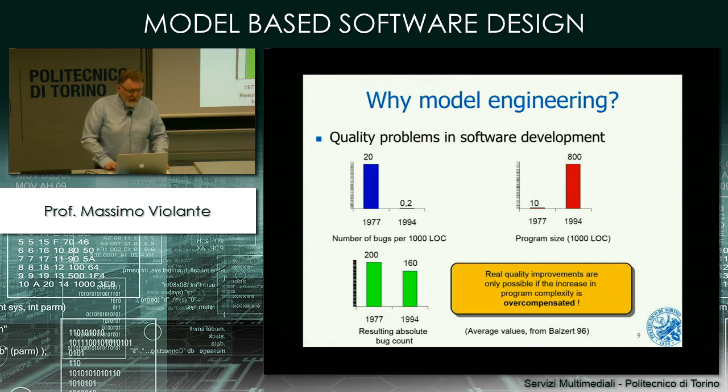Let me give you an example. This is the number of bugs per 1,000 lines of code, LOC stands for lines of code, that was found in 1977. It is about 20 bugs every 1,000 lines. Then somebody took the time to make an analysis on the code of 1994, so plenty of years ago.